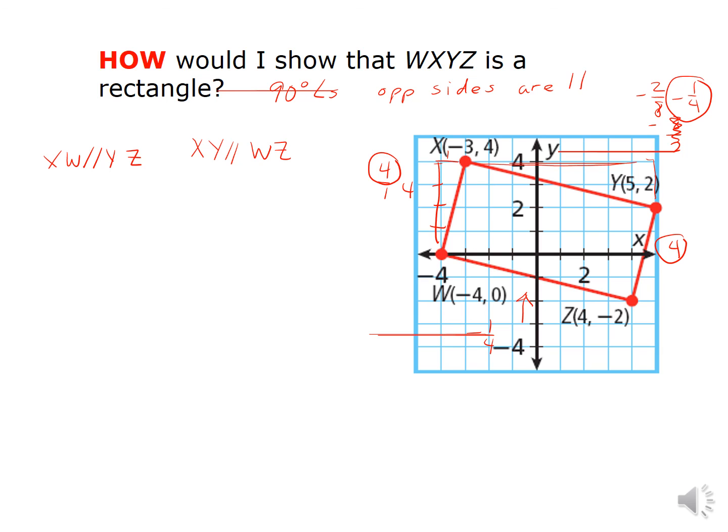And then because these have opposite reciprocals, I now have proved that XW is perpendicular to YZ, and you can go through each step, finding each corner and opposite. Now that you've got the opposite sides are parallel, but you also have the slopes, so you can show that they are opposite reciprocals. So you just go through every step. And you can finish that up, but that's all we're going to do for now.